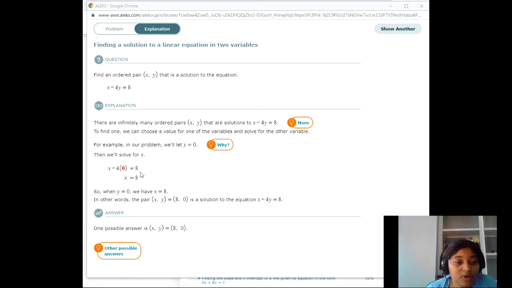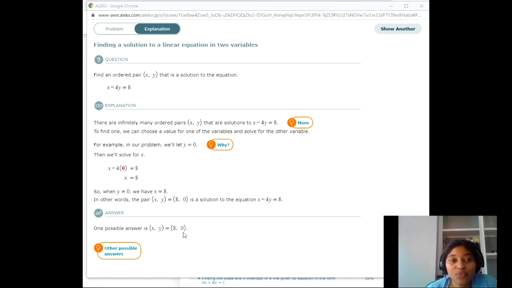So if you have 4 times 0, that's going to cancel that out automatically and leave you with x equals 8. Okay, so now we know what our x is, right? Because our x equals 8 because we replaced the y with the 0, and the y is a 0. So that's how you would do that. It would be 8 and 0 would be the ordered pair.